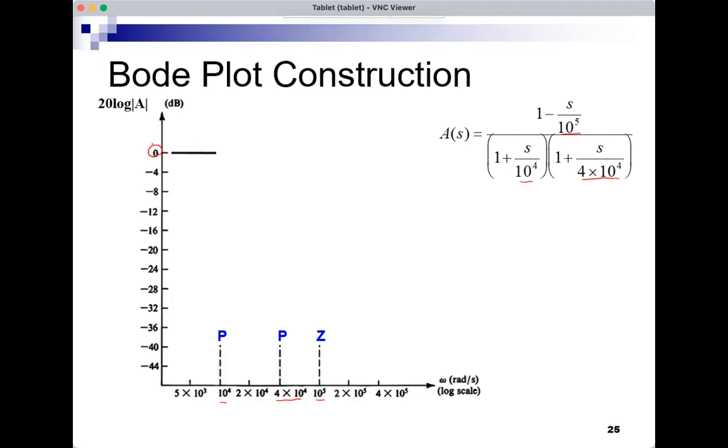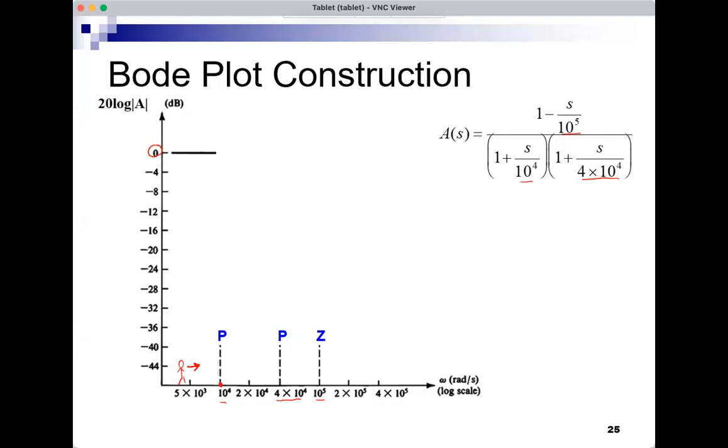And the original value, I start with 0 dB, because the low frequency gain is 1, and that's 0 dB. So I start there. And then we're moving along the omega axis now. So we're walking along the omega axis in this direction. So we continue, as long as we don't see a pole or a 0, nothing happens. And we continue with the level 0 dB. And then we reach 10 to the 4. And what is this? This is a pole.